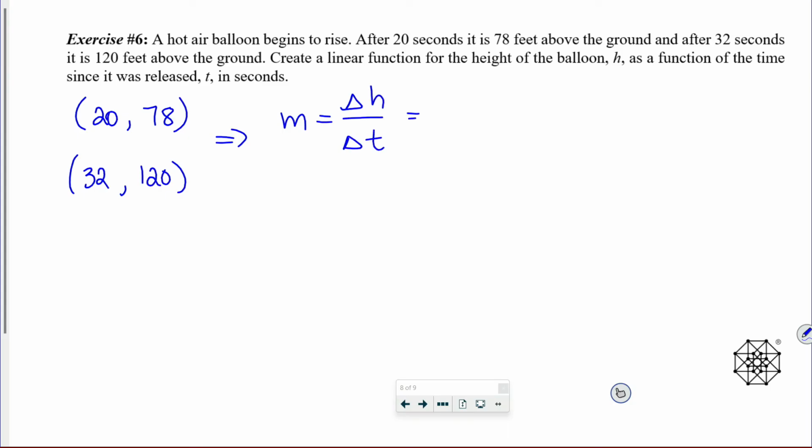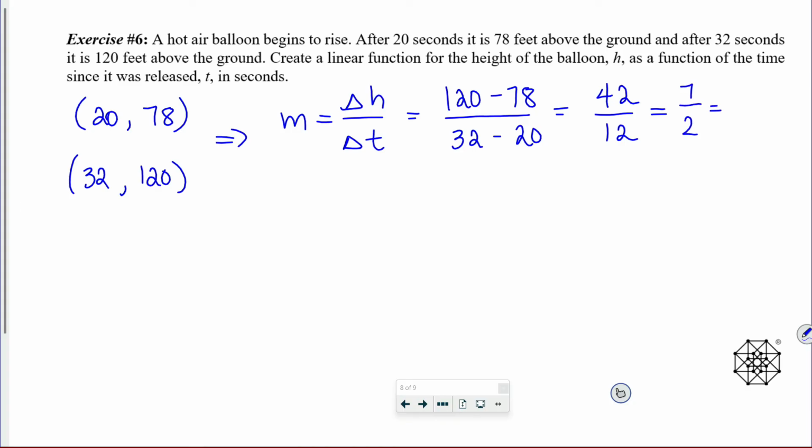You could use y and x, but I'm going to use h and t, is going to be 120 minus 78, all divided by 32 minus 20. 120 minus 78 is 42, and 32 minus 20 is 12, so that's 42 divided by 12. Both of those are divisible by 6, so that's going to be 7 halves, or if you like, 3.5.